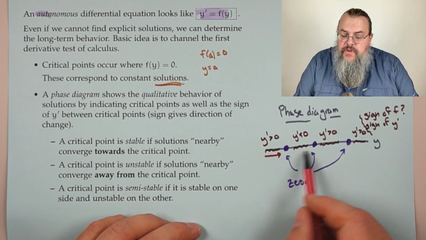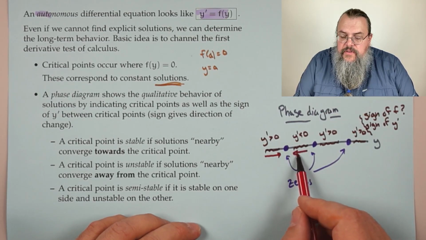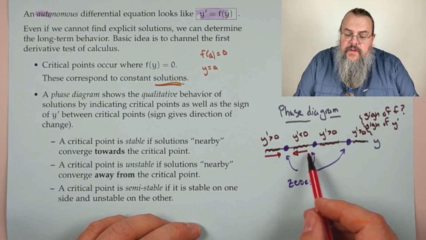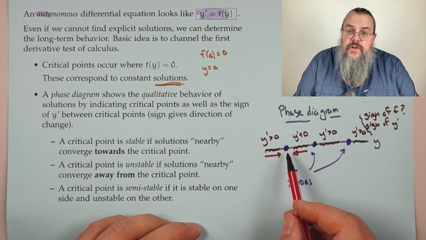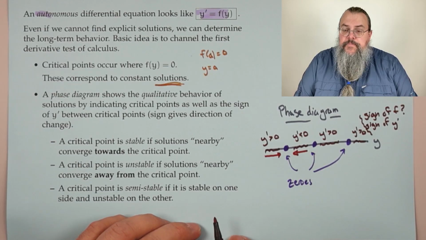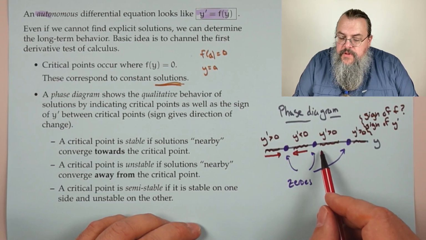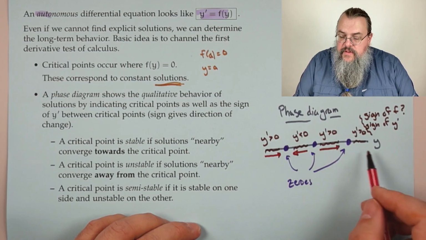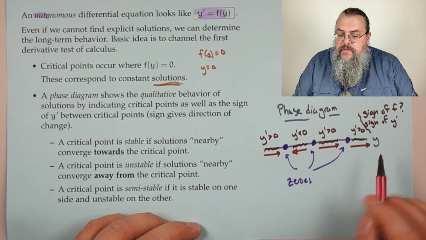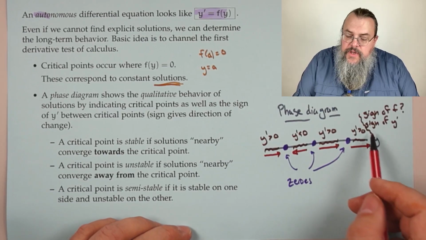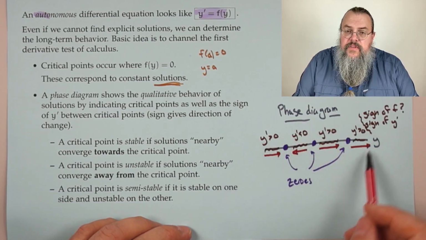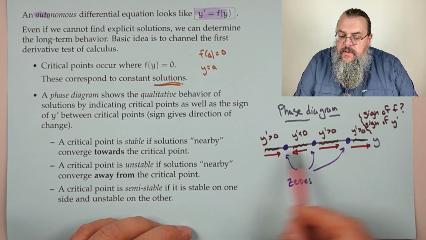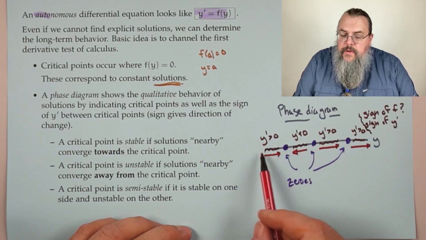So if I'm starting below this point, I'm going to drift towards that point. And if I start in between, where y prime is negative, I'm going to drift down. So my value for y is going to go down. So my curves are going to move towards that line. And so we can draw arrows. The arrows match the signs. When we talk about a phase diagram, we're really talking about this scenario: we have a number line, we mark the zeros, mark the signs of the derivative, and add in the arrows.